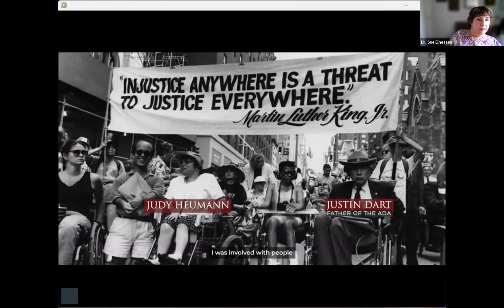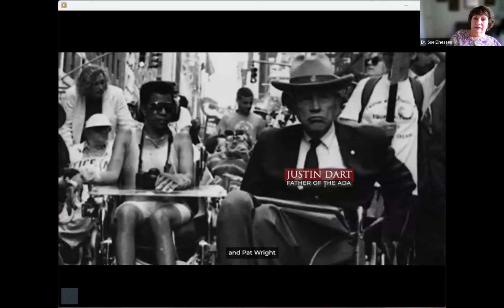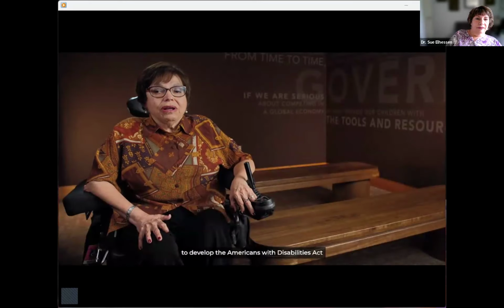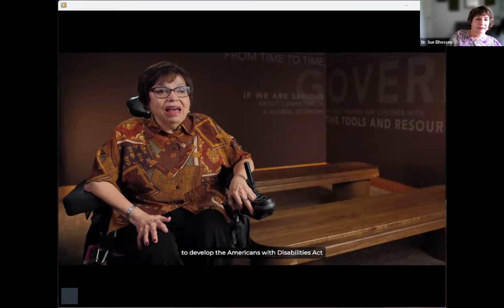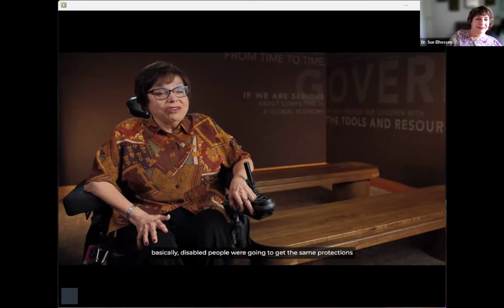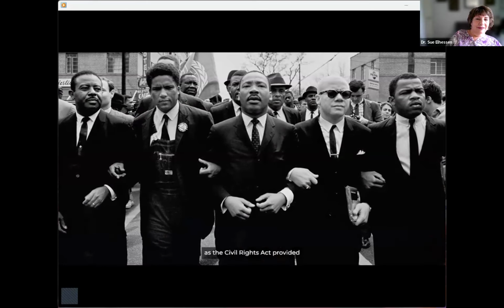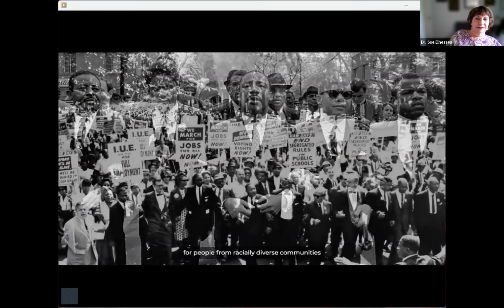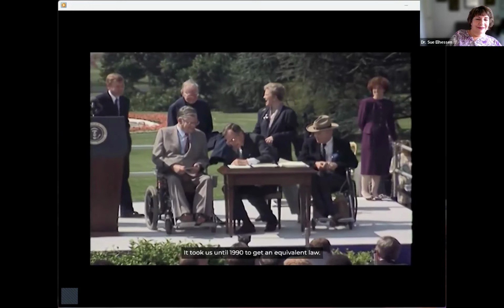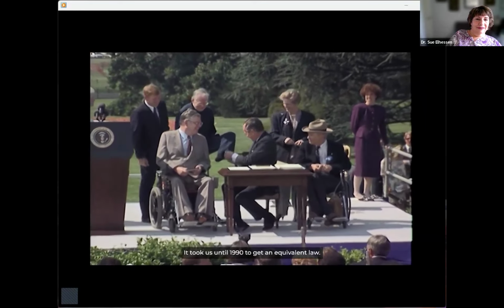As she speaks, images show her protesting in 1973 and alongside Justin Dart, father of the ADA, Patricia Wright, the general, and Ed Roberts, father of independent living. I was involved with people like Justin Dart, Pat Wright, and other people as we were moving forward to develop the Americans with Disabilities Act to ensure that basically disabled people were going to get the same protections as the Civil Rights Act provided for people from racially diverse communities. In 1964, it took us till 1990 to be able to get an equivalent law.